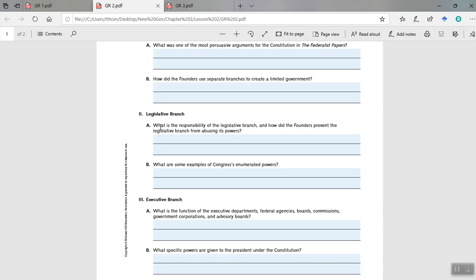Part 2, which is, I guess, Part 2A. What is the responsibility of the legislative branch, and how did the founders prevent the legislative branch from abusing its powers? They are responsible for passing laws, but the founders took very great, detailed steps to prevent abuse. It gives Congress limited and express powers, or powers directly stated in the Constitution. We'll go over many of those powers later. Okay.